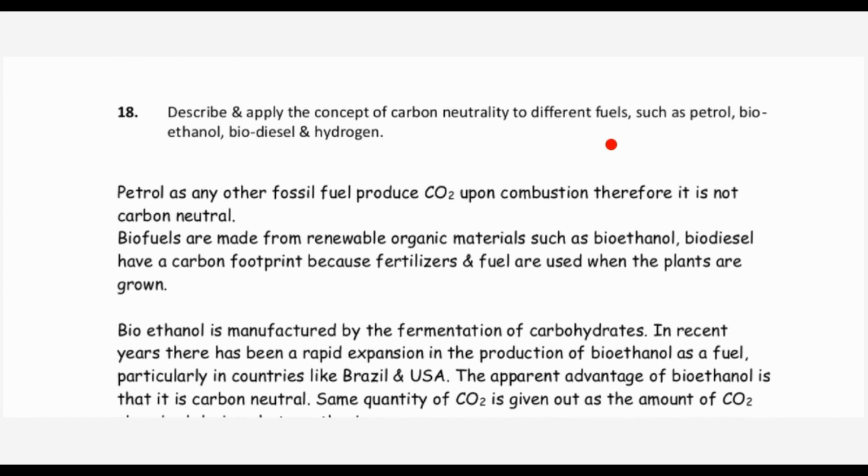So you know what is the carbon footprint and carbon neutrality. Any questions?